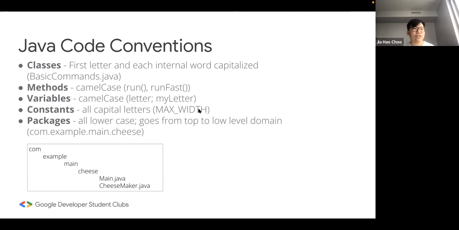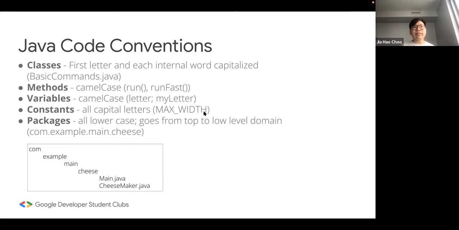Okay, these are just conventions. Even if you don't follow the conventions, the code will still run fine, but it makes it easier for people trying to read your code to interpret what is what, and to understand your program as a whole. And for constants, they're usually all capital letters, right? So for example, if you want to make a constant called MAX_WIDTH, all of this has to be capital letters.